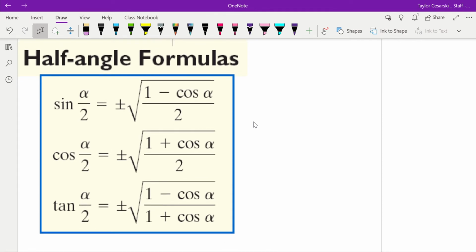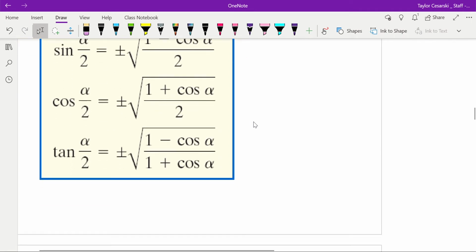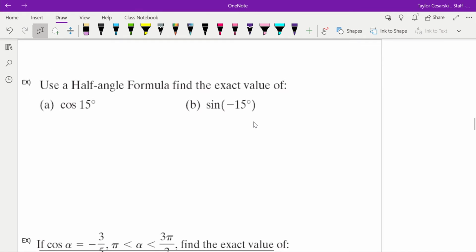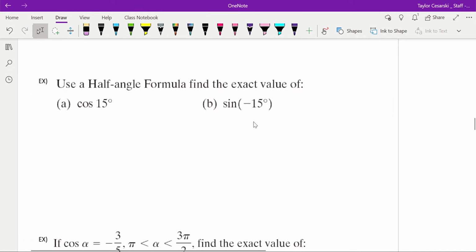Again, you don't have to memorize them, but you should be able to use them to find the half angles, okay? So if you have an angle that you know, for example, like I said, 30 degrees, and we'll actually do that example in a second, you can find the half of that angle. So example, 45 degrees. You can find the half of that angle, so 22.5, okay? So use the half angle formula to find the exact value of the one I just said, cosine of 15 degrees.